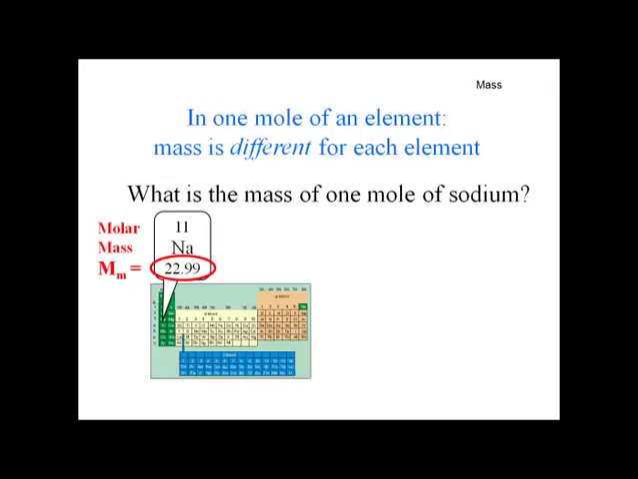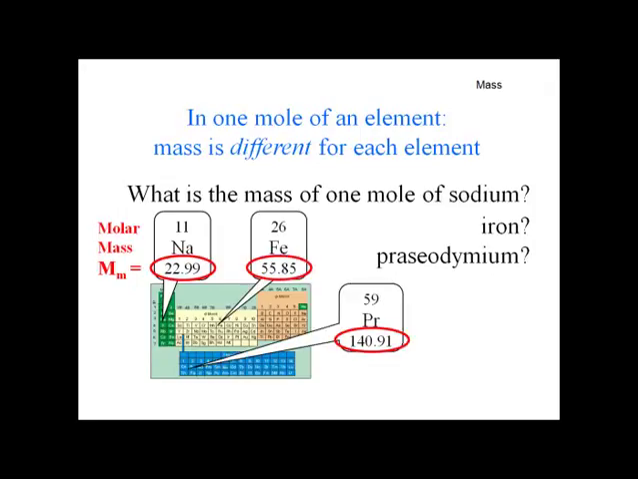Note that most periodic tables have the molar mass at the bottom of the entry, but some may locate that number elsewhere. If we wanted to know the mass of 1 mole of iron or praseodymium, we would locate these elements on the periodic table. Their molar masses are 55.85 and 140.91 grams per mole respectively.